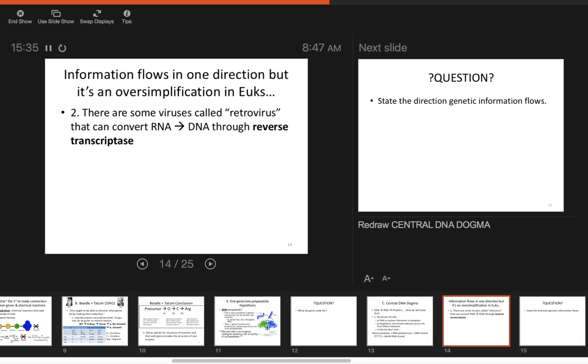So information flows in one direction, but in eukaryotes, sometimes it can go backwards. Okay. RNA can be converted back to DNA through a process called reverse transcriptase. Viruses usually do this. So if you ever see the term retrovirus, that means that it takes RNA and works its way backwards to get DNA. So it uses RNA as a template to make DNA.